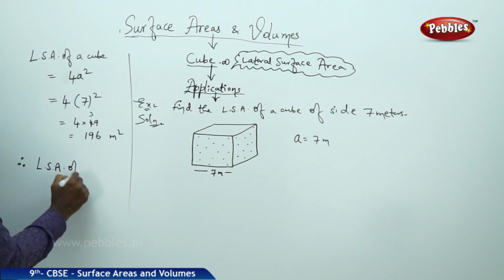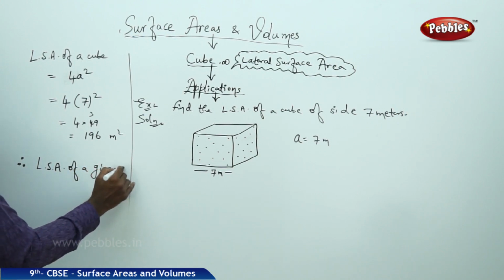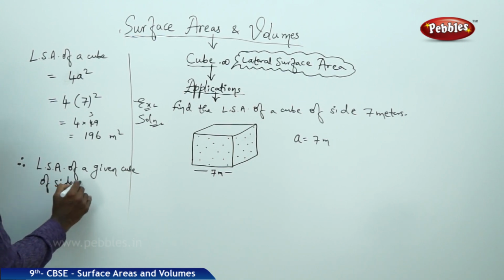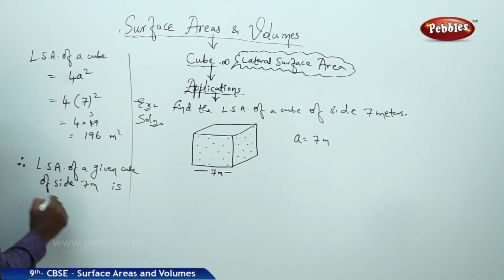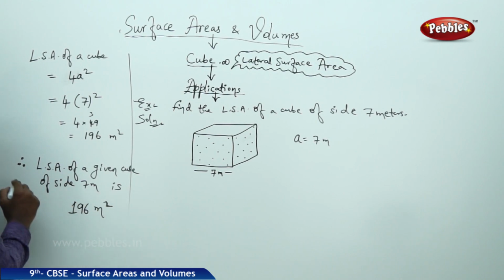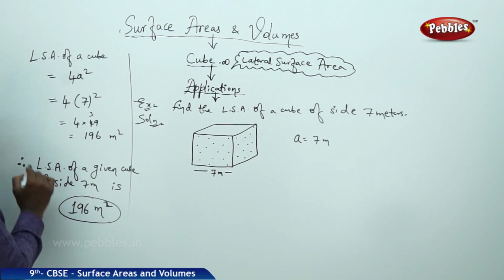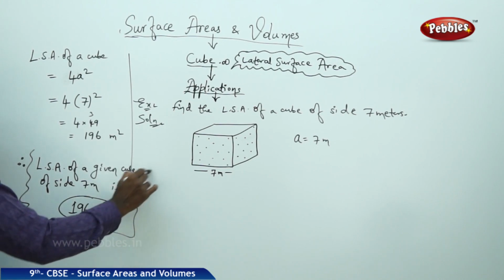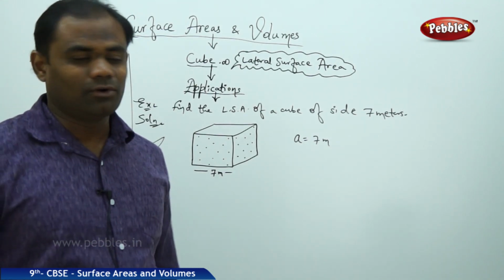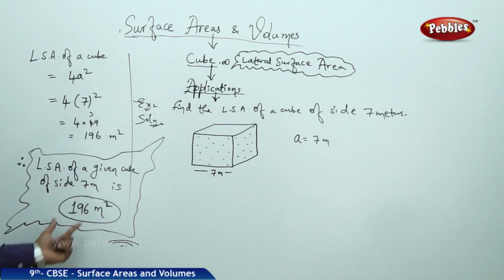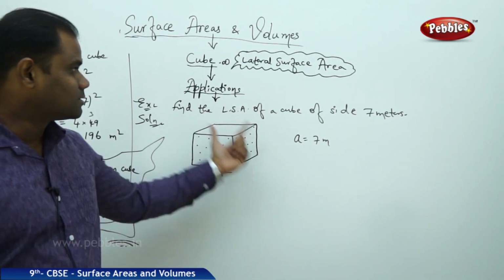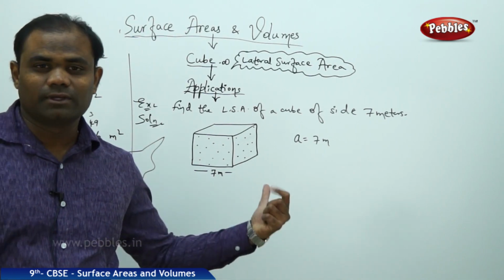Therefore, LSA of a given cube of side 7 meters is 196 meter square. This is what we get. The lateral surface area of this cube of side 7 meters is 196 meter square. That is how we conclude the applications of lateral surface area for solving problems.